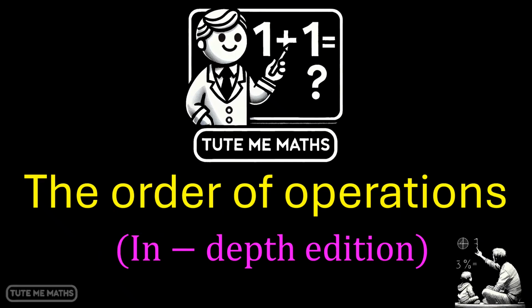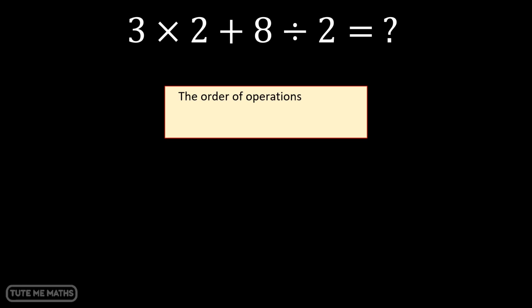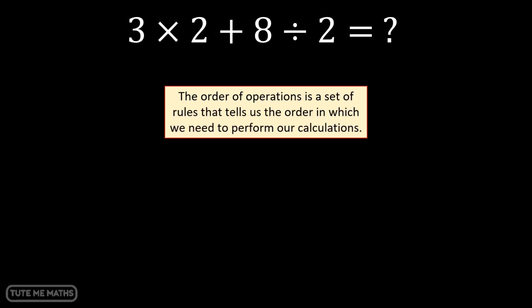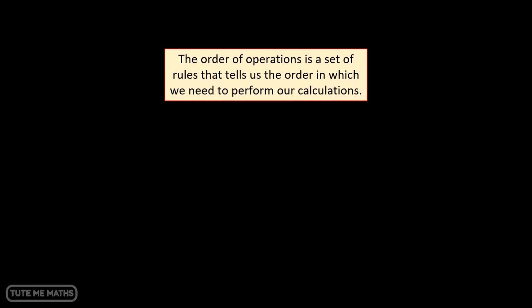The order of operations is basically a set of instructions that tells you which mathematical operations take precedence over others, and thus should be calculated first. The aim is simple: to make sure we all get the same answer. And, when followed correctly, we do.